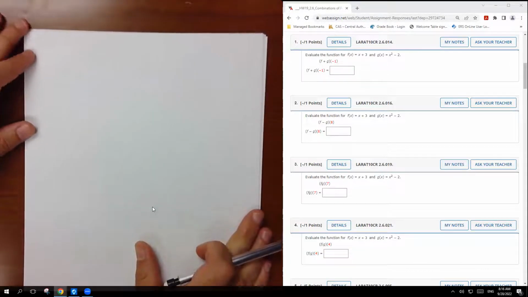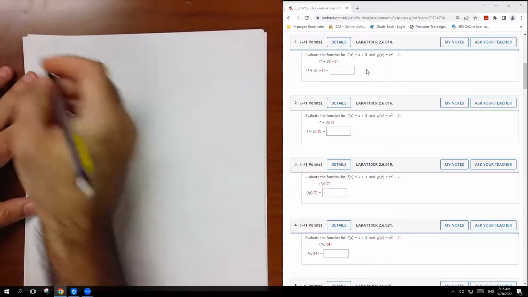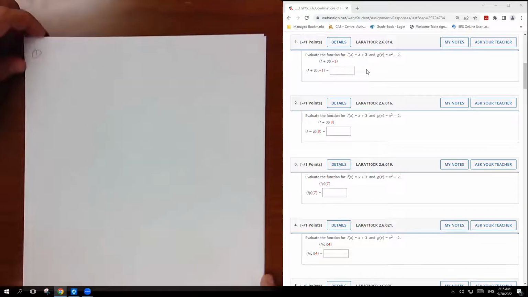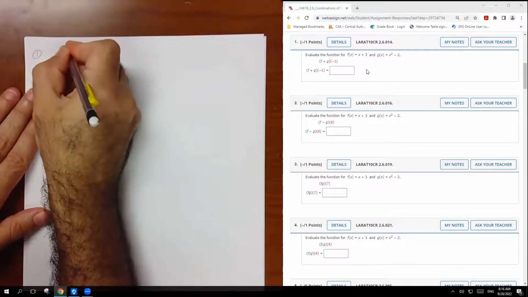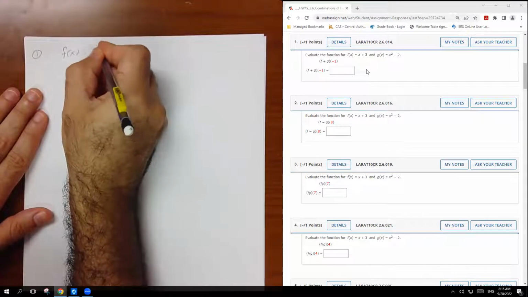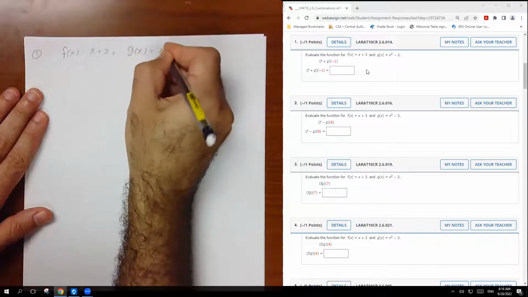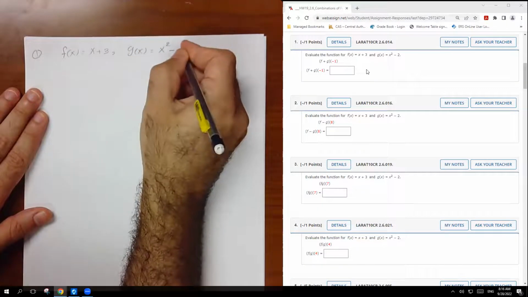So the first one, when they ask you to evaluate the function for f of x and g of x. So here's the first one. I have f of x equal x plus 3 and g of x equal x squared minus 2.